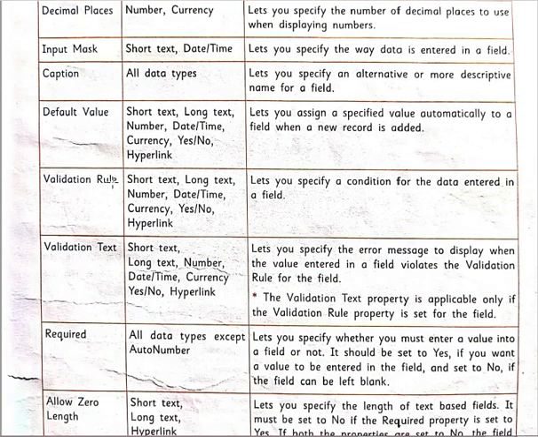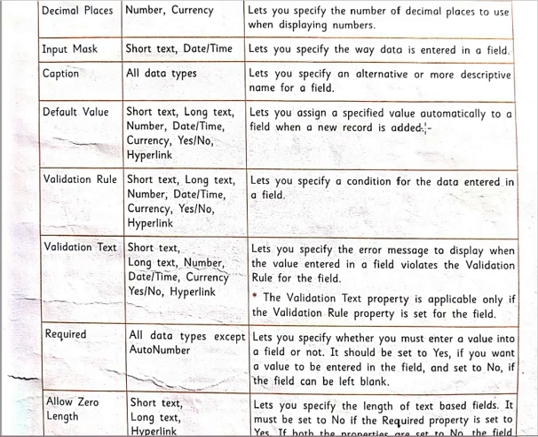Next is our default value. Default value lets us assign a specific value automatically to a field when a new record is added. So whenever we add a new record, we do not need to enter a name, because that name is specified by default. After that we can change it, but whenever we add a new record, a specified value is automatically added. Fine.